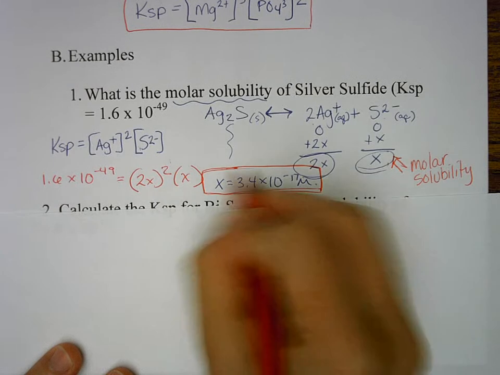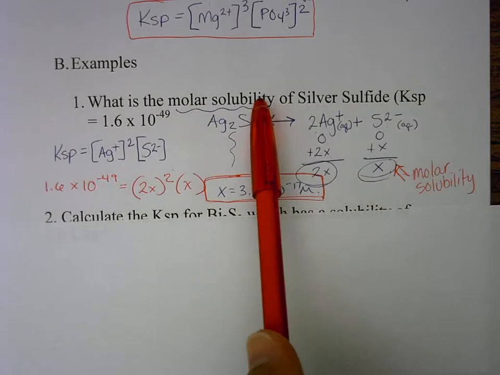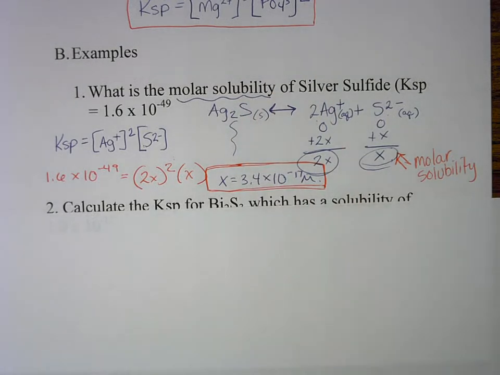Whatever you get when you solve for x, you can use that to figure out concentrations at equilibrium. So that would be my concentration of sulfide ion at equilibrium. If I wanted to figure out the concentration of silver, then I would just double it because silver is 2x. But whenever you solve for x, that is the same thing as solving for the molar solubility. So that would also be considered the molar solubility of silver sulfide.